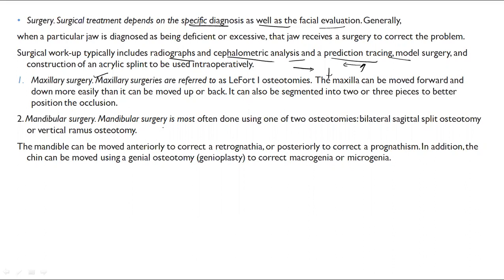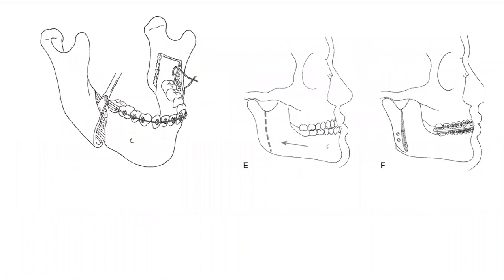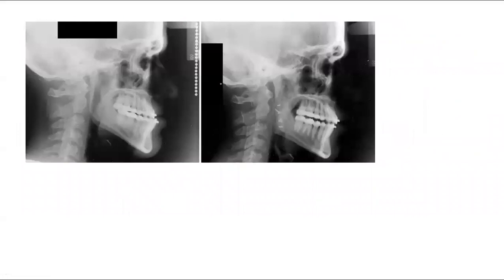Mandibular surgery is most often done with one of 2 osteotomies, that is bilateral sagittal split osteotomy or vertical ramus osteotomy. The mandible can be moved anteriorly to correct the retrognathia or posteriorly to correct the prognathism. In addition, the chin can be moved using a genial osteotomy to correct the macrogenia or microgenia. So here you can see how it is being split over here bilaterally. Now this is before and after, where you can see the difference over here.